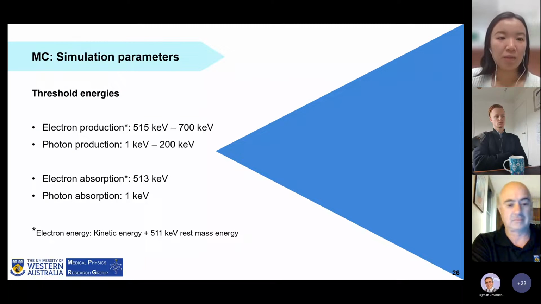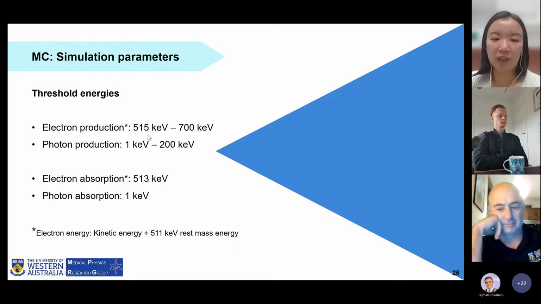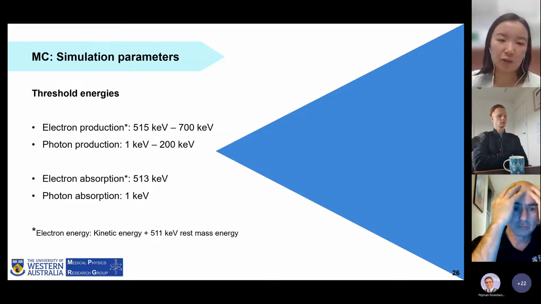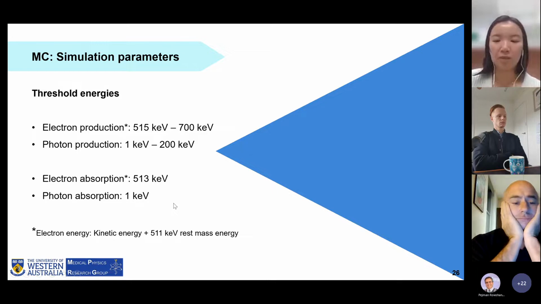For Monte Carlo simulations, the threshold energies for electron production were from 515 keV to 700 keV. So this includes the kinetic energy and the rest mass energy of the electron. For photon production, the threshold was 1 to 200 keV. And if electrons fall below 513 keV, and if photons fall below 1 keV, they're absorbed into the medium.